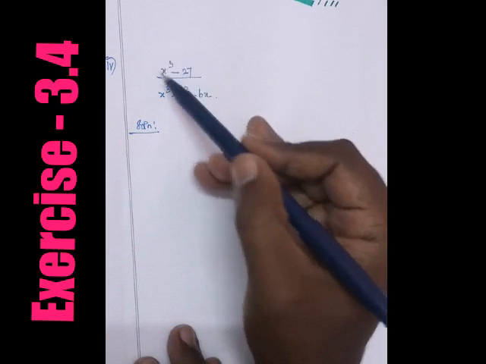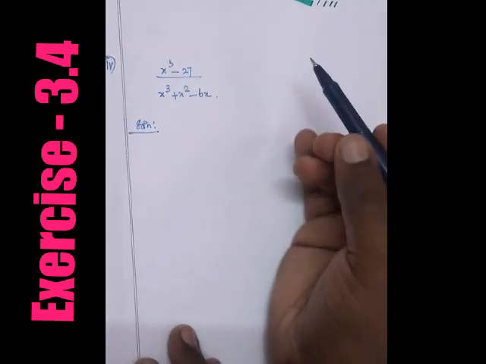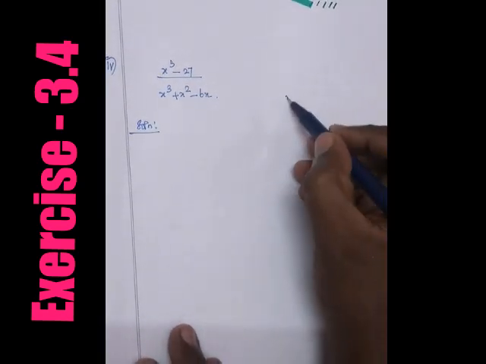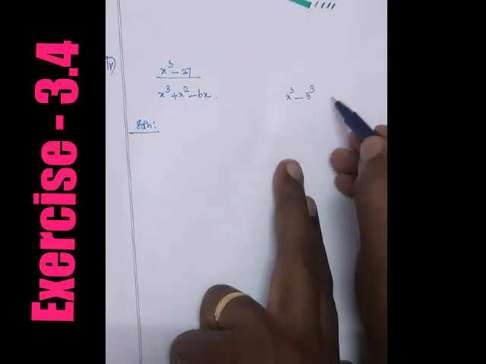This is a cubic polynomial. This is also a cubic polynomial. So a cubic polynomial has three linear factors. Let us find the factors. The first one, x cube minus 27, this 27 can be written as 3 cube.